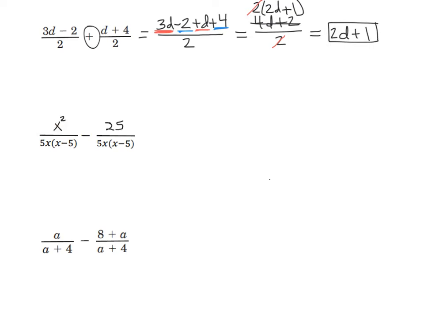Okay, now you might have seen that I changed this problem. We have x squared over 5 times x minus 5 minus 25 over 5x times x minus 5. All right, so notice that we do have a common denominator, so right away we can write that common denominator down.